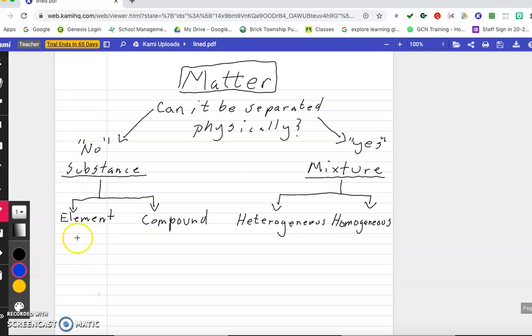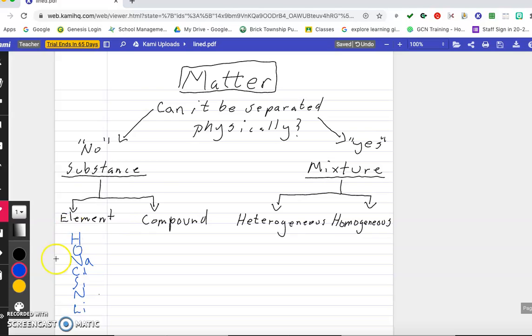So elements we have are like, say, hydrogen, oxygen, sodium, chlorine, silicon, nitrogen, and lithium. Because they're individual atoms and there's just one of them. Now, compounds, remember, are two or more elements.